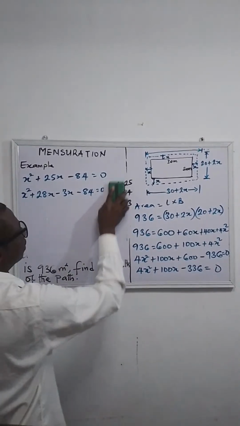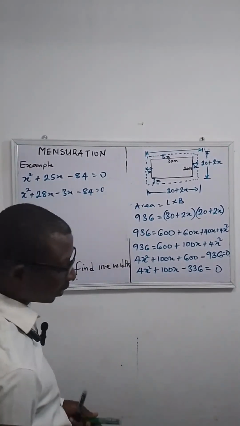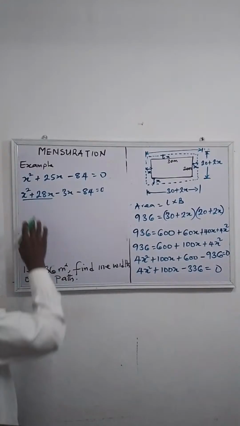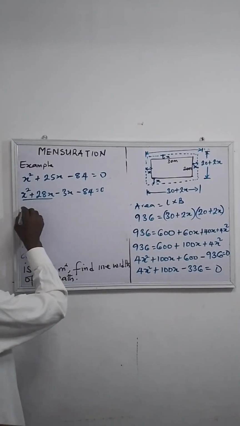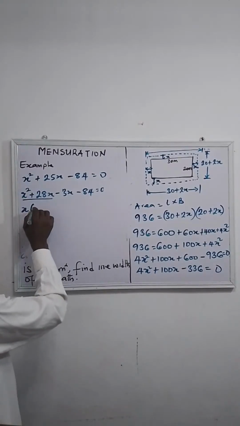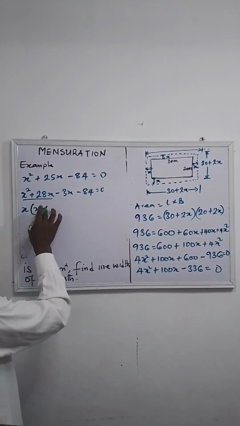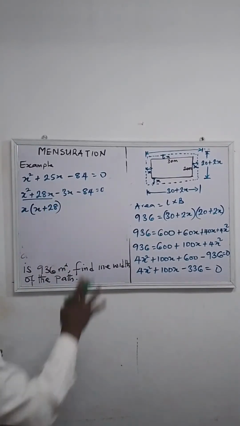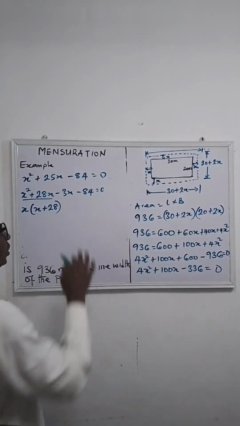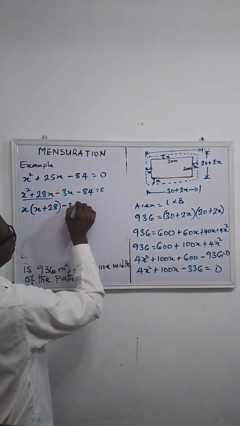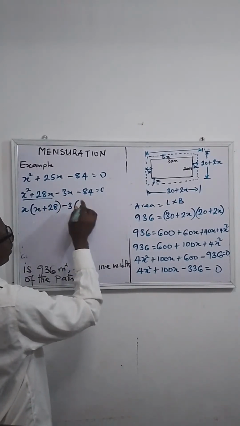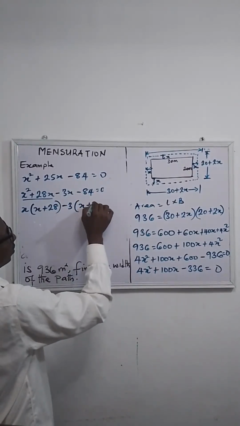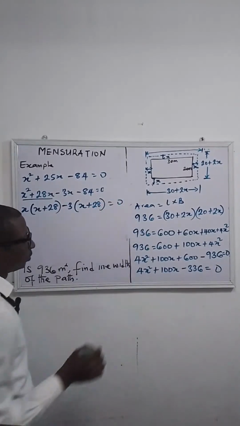Alright, you get that? So now let's look at the first pair to find the GCD of this pair. So what is the GCD of these two numbers? That is x. So when you divide this by x, you have x. Divide 28x by x, you have positive 28. Now let's look at the second pair. So the GCD is negative 3. So when you divide negative 3x by negative 3, you have x. Divide negative 84 by negative 3, you have positive 28 equals 0.